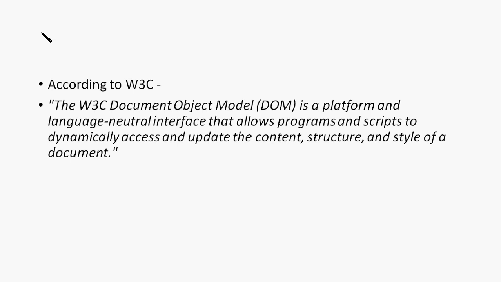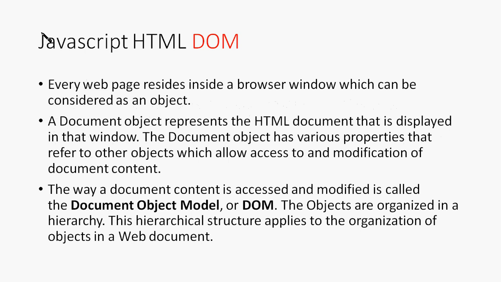The W3 consortium, that is World Wide Web Consortium, defined the document object as a platform and language neutral interface that allows programs and scripts to dynamically access and update the content, structure and style of a document. So, what I already defined is explained once more. Document object is actually the HTML document that is displayed in that window. The document object has various properties that refer to other objects, which allow you to access or modify the document content.